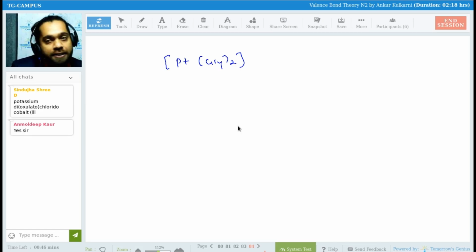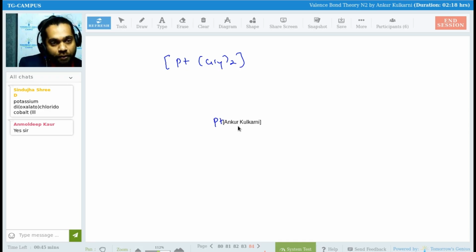Only in this we will have cis and trans. What is GL? Look into our list. Glycinate. Do we know the structure of glycinate? Yes, we know the structure of glycinate. Okay, glycinate is like this.